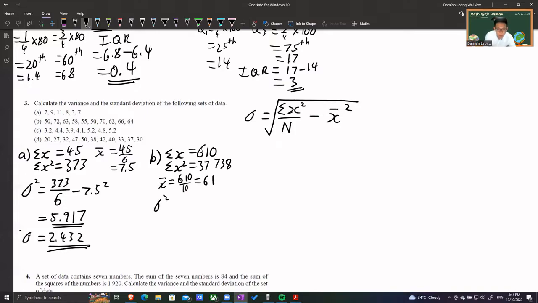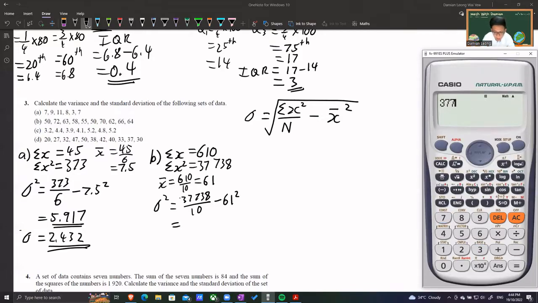So variance: 37,738 divided by 10 numbers minus 61 square. So 37738 divided 10 minus 61 square. Okay, which will get 52.8. Okay, 52.8.